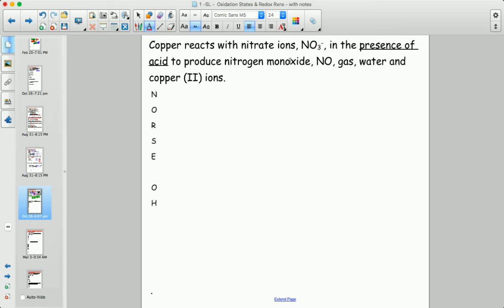All the reactants and products are described. The NORSE steps are written here to remind you. There's no subscript step here, so I'll delete it for now. Give this balancing one a try for the rest of your homework, and we'll go over the answer in class on Friday. Thanks a lot.